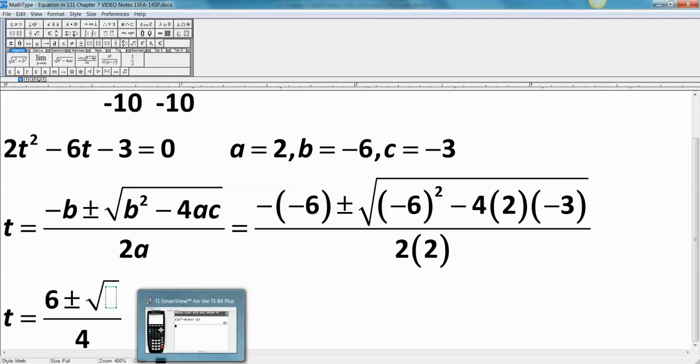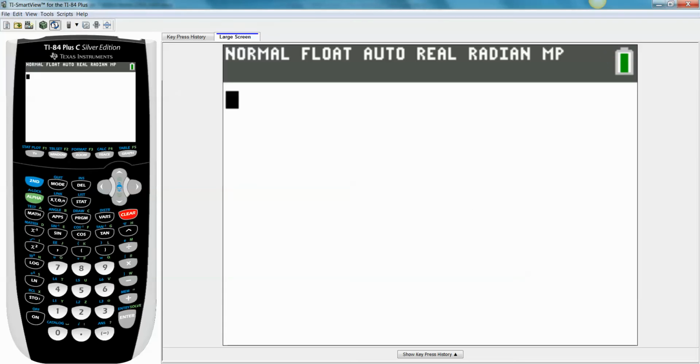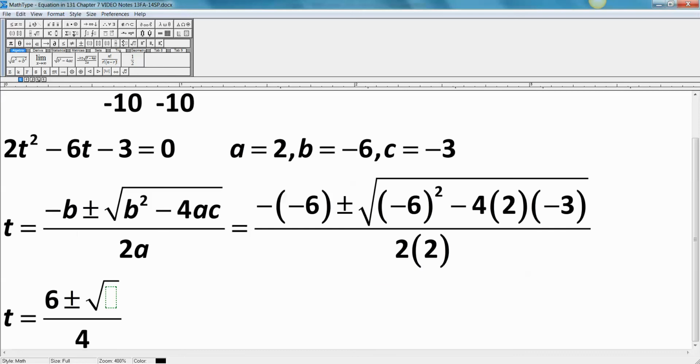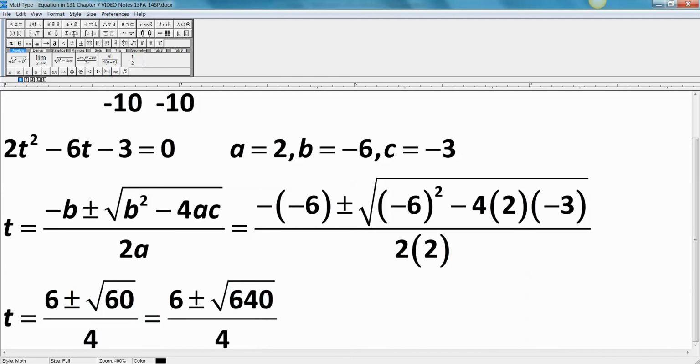So negative 6 squared minus 4 times 2 times negative 3. So parentheses, negative 6, close parentheses, squared, minus 4 times 2 times negative 3, I think it was. I'll make sure. Yep, 4 times 2 times negative 3 made 60. Okay, so 60. But 60 is divisible by a perfect square. It's namely divisible by 4. So this is 6 plus or minus the square root of 4 times 15.